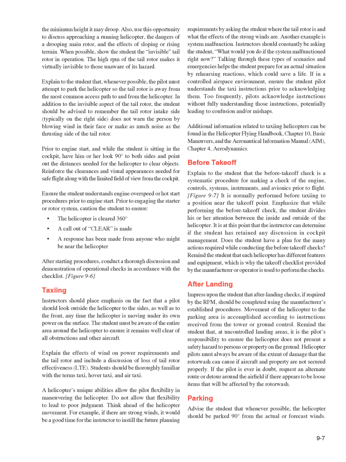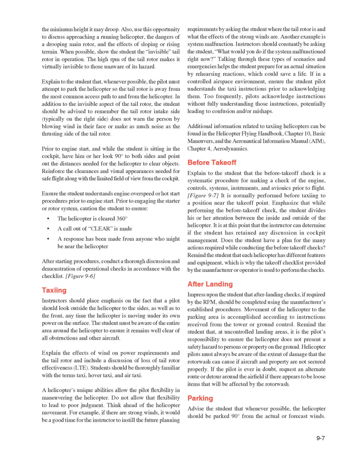When possible, show the student the invisible tail rotor in operation. The high RPM of the tail rotor makes it virtually invisible to those unaware of its hazard. Explain to the student that, whenever possible, the pilot must attempt to park the helicopter so the tail rotor is away from the most common access path to and from the helicopter.